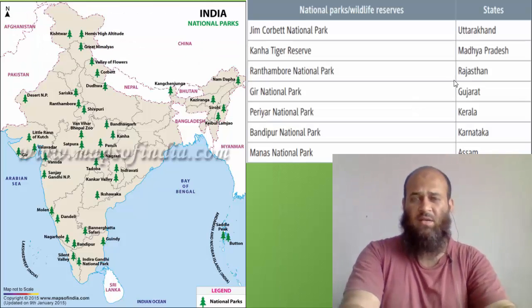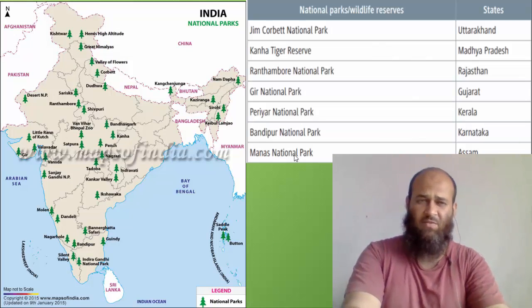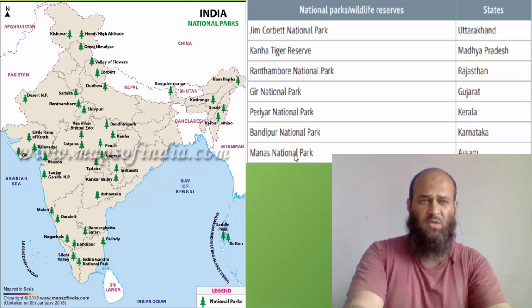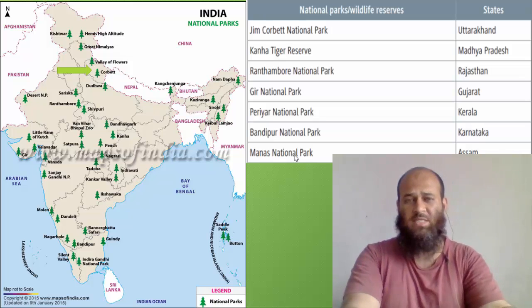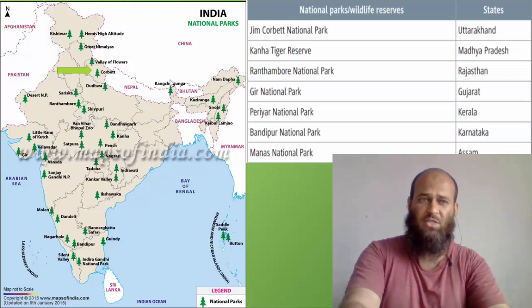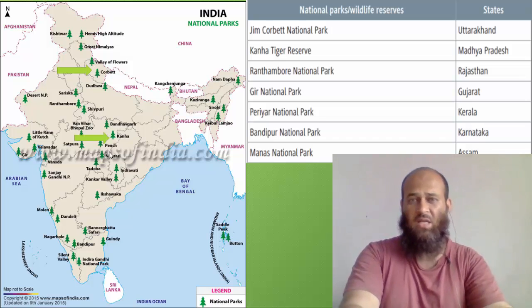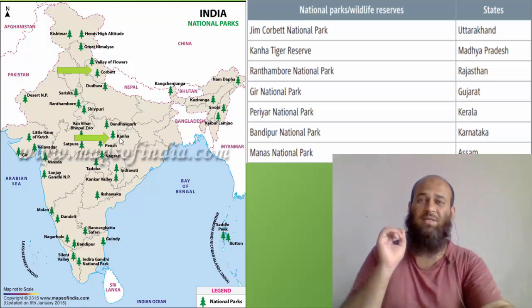Yes, here are the national parks and wildlife reserves. Let's have a quick look at them. First one for us, we have Corbett, Jim Corbett National Park. It is here in Uttarakhand. Then we have Kanha Tiger Reserve. As you see, it is special for tigers.